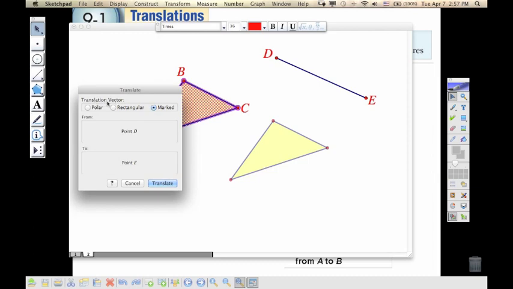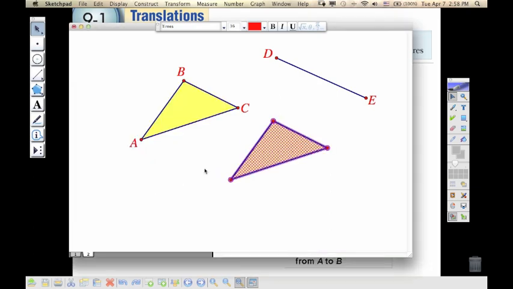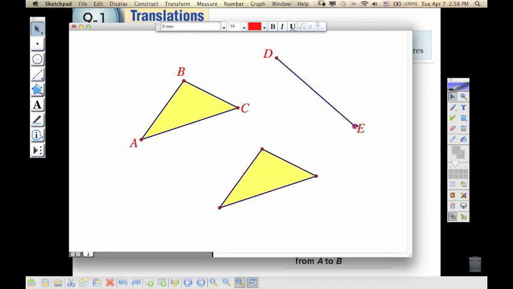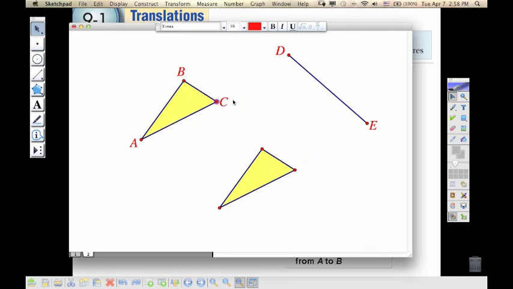Now notice this is marked to do a translation vector as it's marked, which was DE, point D to point E. We translate that and it gives me a new figure. Notice I can slide this around and we can see that every point is going from the original one down to its matching point, and we have congruent triangles. If I move this triangle, then it moves the other one.